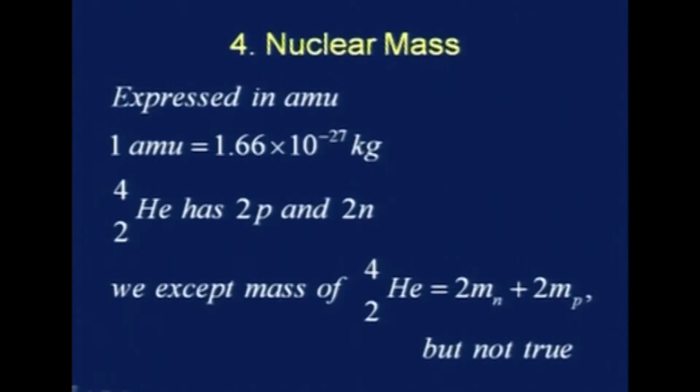And what is one atomic mass? AMU is atomic mass unit. It is 1.66 into 10 power minus 27 kilogram. That is the unit. If you take the helium atom, that is the alpha particle, helium-4 has 2 protons and 2 neutrons. So what we generally expect is that the mass of helium-4 must be equal to the mass of 2 neutrons plus the mass of 2 protons. But that was not true.